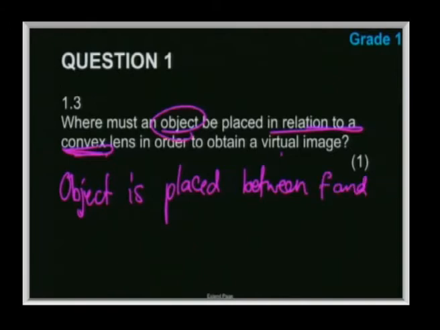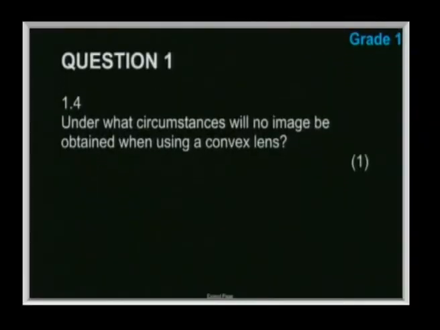And when I'm talking about the optical center, I'm naturally, of course, referring to the lens. Okay, let's look at question 1.4. Question 1.4 asks us, under what circumstances will no image be obtained when you're working with a convex lens? There's only one condition where this will happen, and that is if your object is situated on the focal point. We've all done this somewhere before in our lives, where you take your hand and you bring it closer to your face, and at some point you won't be able to see the hand anymore, it just becomes blurry.